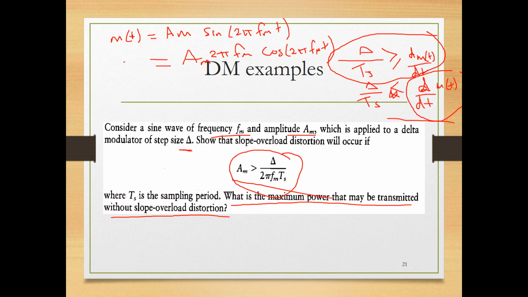So I have delta over Ts. This must be less than this. So if you put Am, the core of the equation, on the right side of the equation, Am becomes Am here, yes? Am greater than delta over Ts 2π Fm.